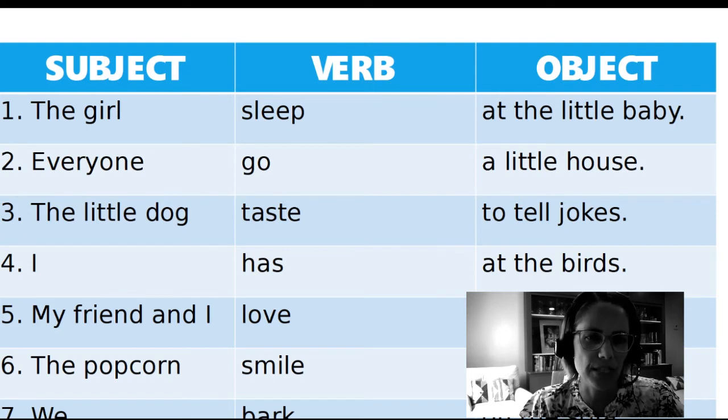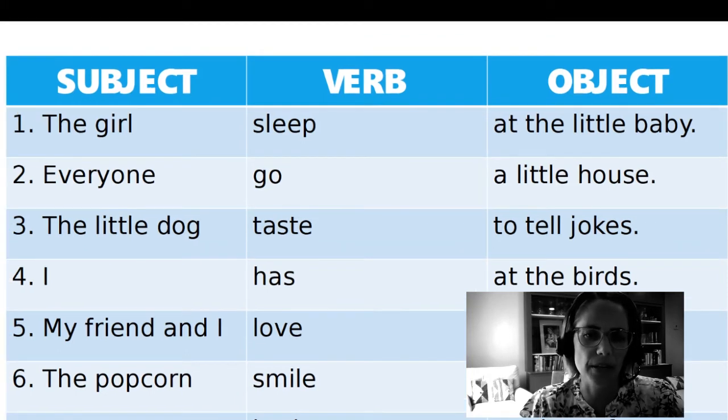Now, if we don't have a singular subject, such as my friend and I love to tell jokes, that's okay. That's how we say it. But if it's a singular subject, you need an S. The girl loves to tell jokes.